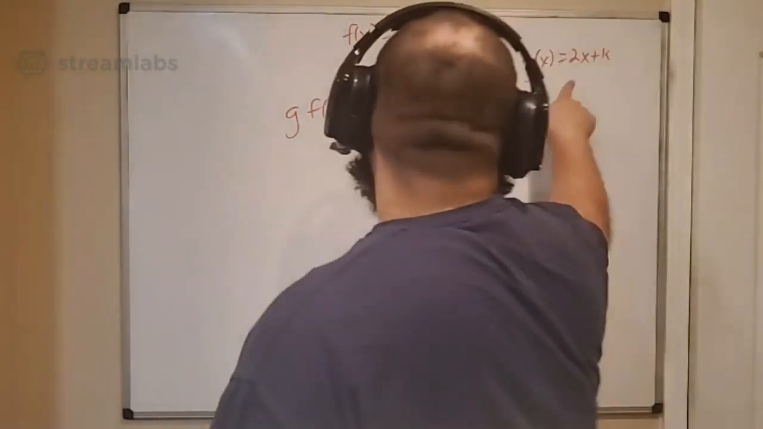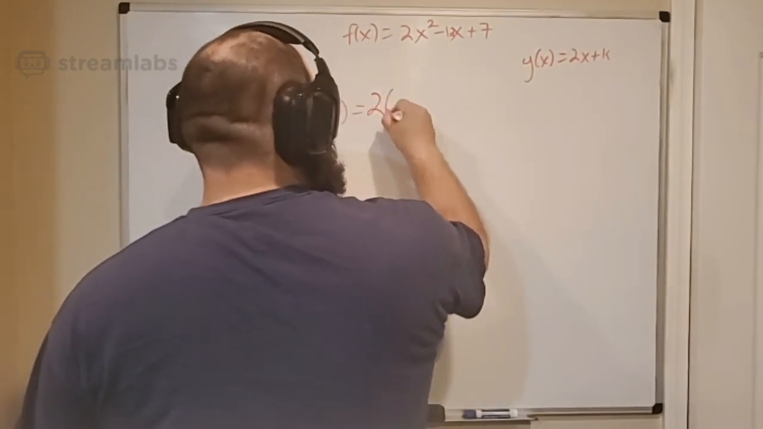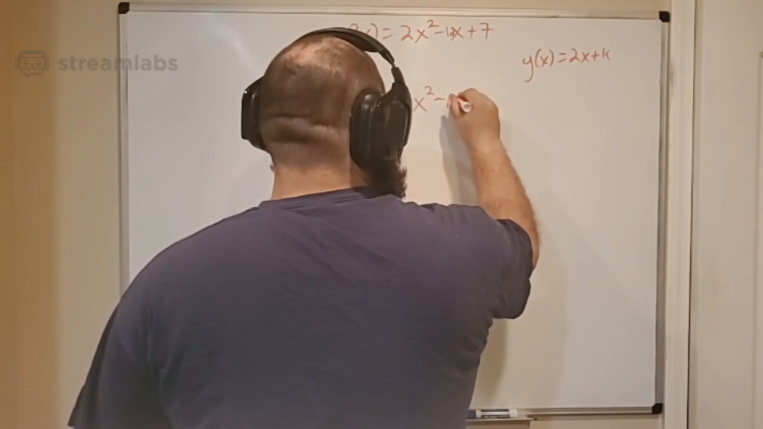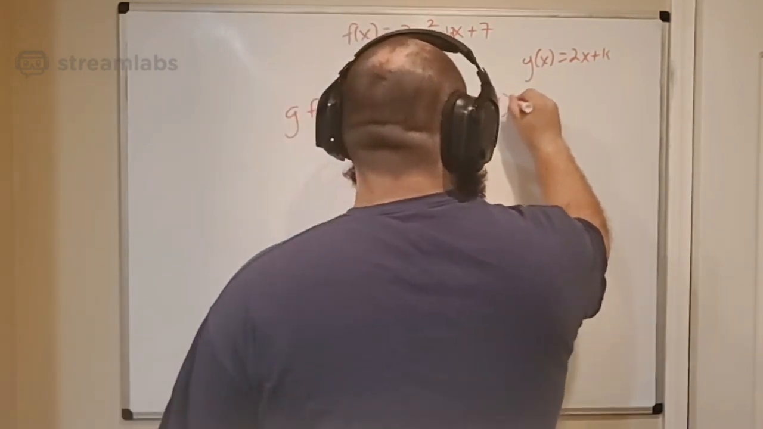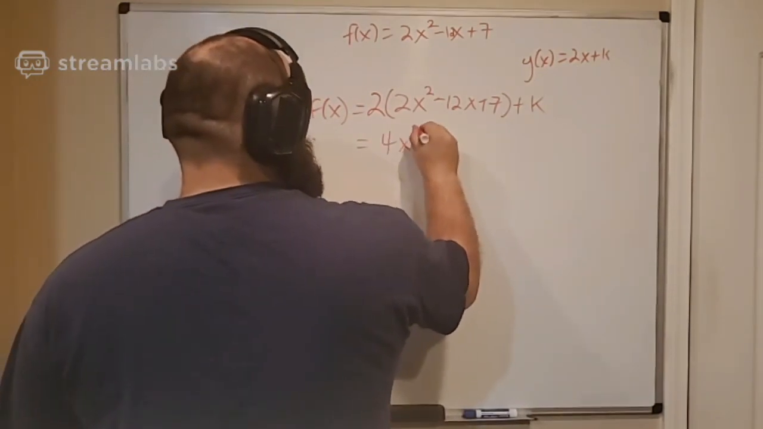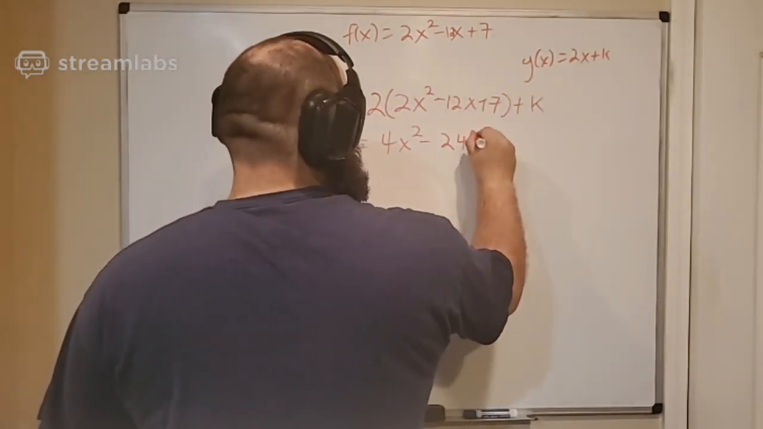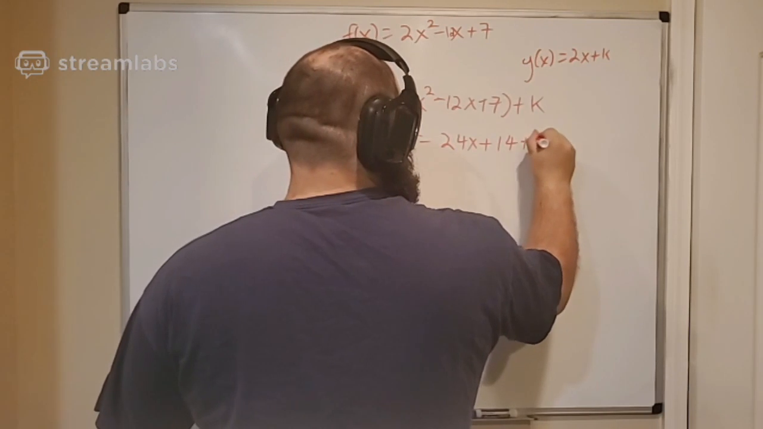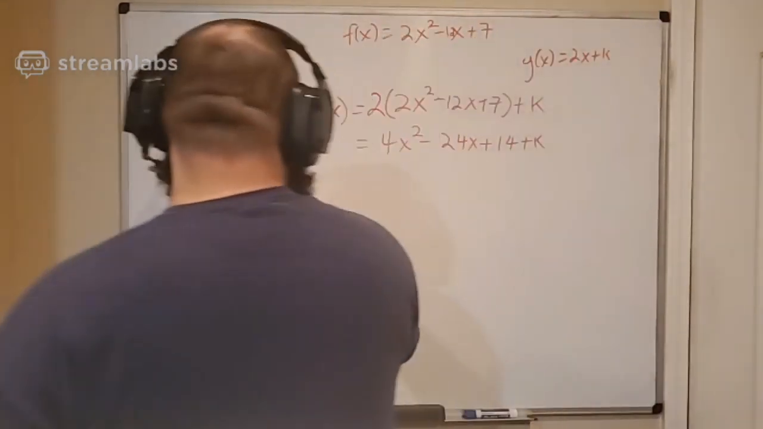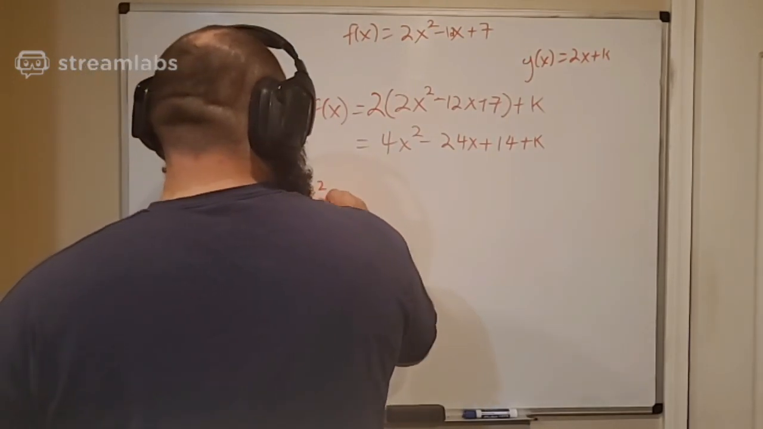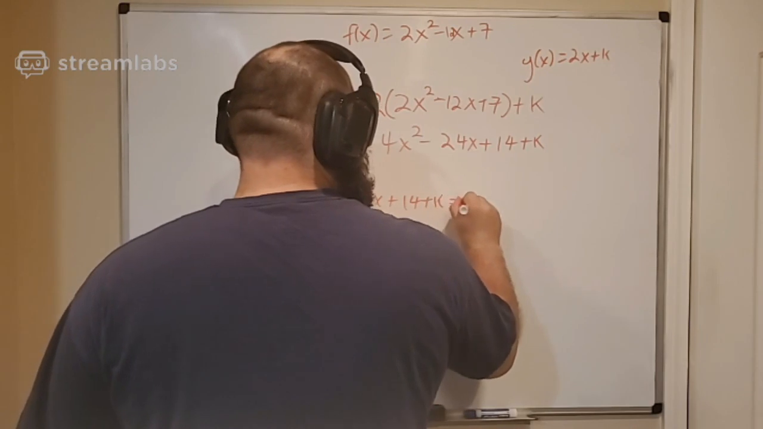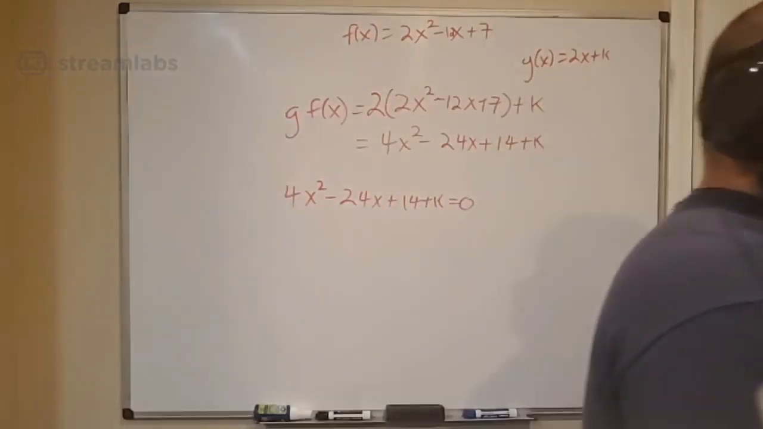So 2 times 2x squared plus k, so we can distribute, 24x. And they want to know, so they have said 24x plus 14. If I set it equal to 0, I want 2 equal roots. Find the value of k.